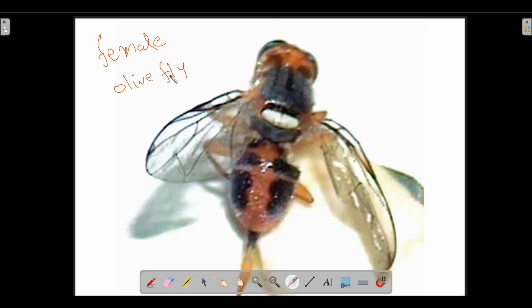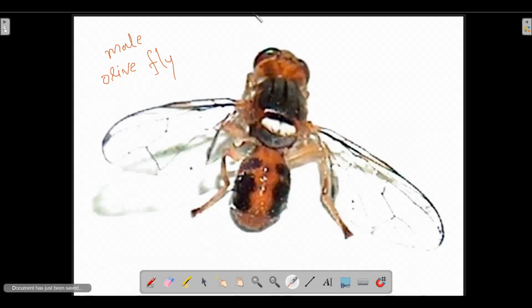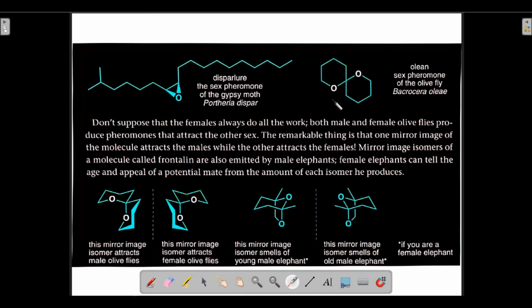So this is the olive fly, and this is also the olive fly. This is the sex pheromone. Now what is meant by pheromone? I have already told you in the previous lectures. If you haven't watched the previous lectures, then you won't understand what a pheromone is, so there is no need to explain it once again. This is olean, the sex pheromone of the olive fly, Bactrocera oleae.